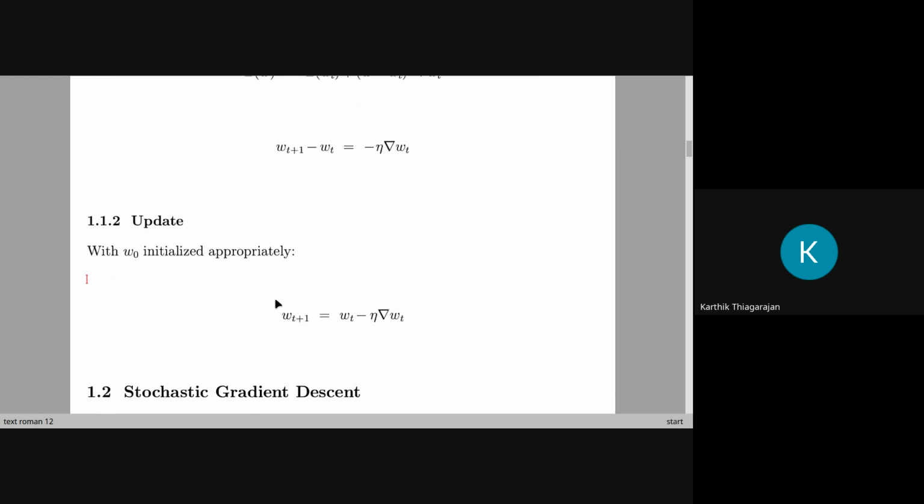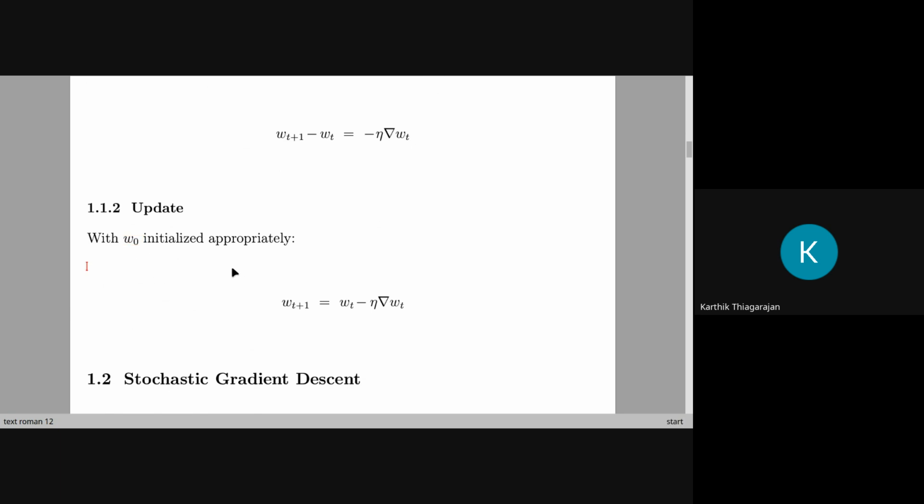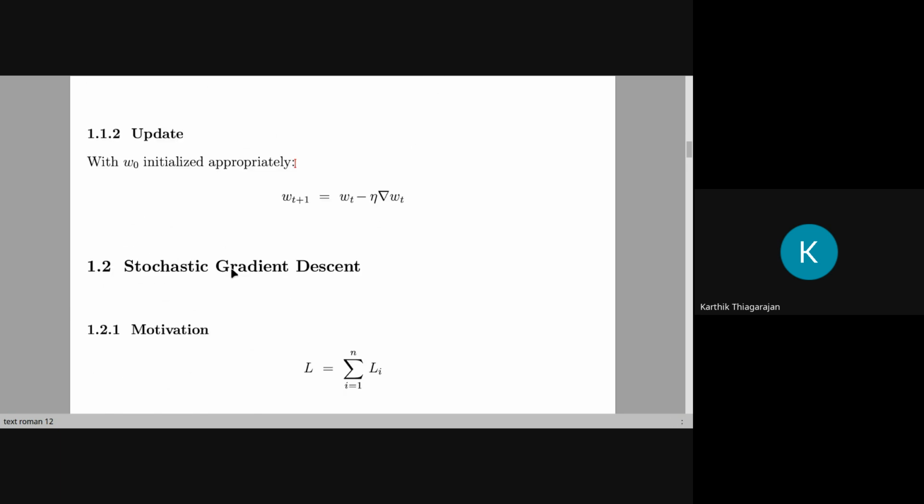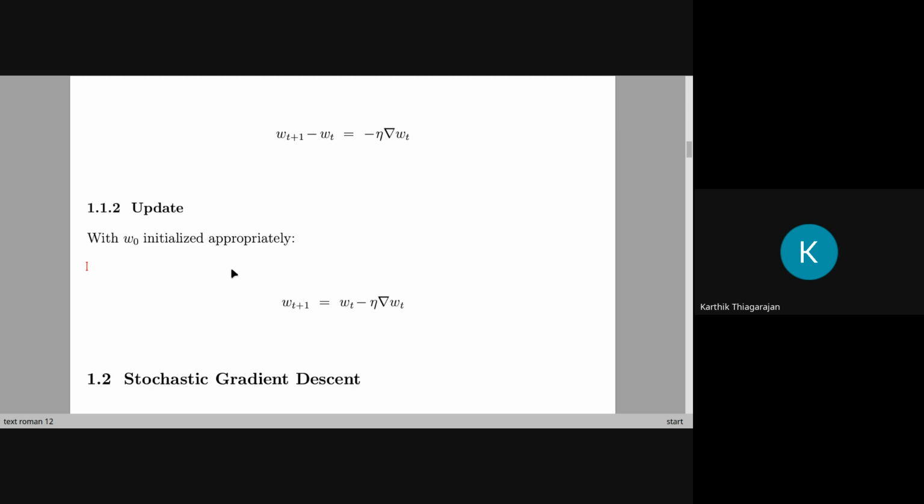So there's another point hiding here. I'm calling this point when W naught is initialized appropriately. Why do you think this is important? Can you initialize the weights of the network with all zeros, for example? Yes, sir. Okay, so this is an important point. You have to think about this. Initializing all the weights to the same value is a dangerous thing to do in neural networks. Do you see why that is the case?